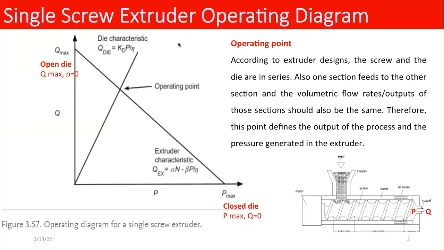We discussed this last week. So what happens with the resistance? When we close the die, or if it is a die with a very thin pore, which means a very little opening, we can identify it as a high resistance die.